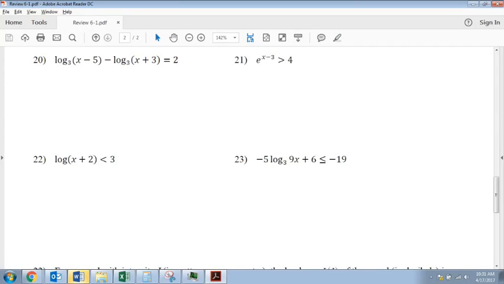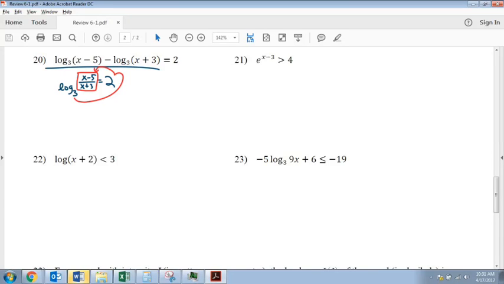Alright, again, this is Algebra 2, Review 6-1. Number 20. Again, not all three of them have logs, so I'm going to have to popcorn out of a log in order to do this. But first, let's combine those things. So that's log base 3 of (x minus 5) divided by (x plus 3). Remember, this one is negative, so it has to go on bottom. Equals 2. Now we can popcorn: 3 squared equals all of that mess.